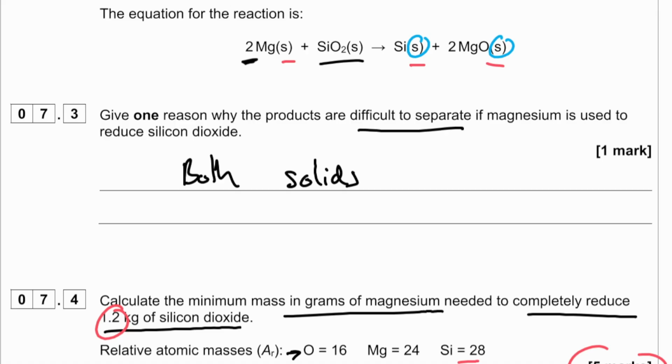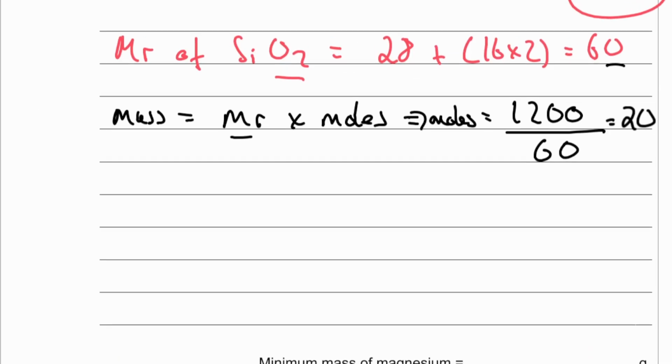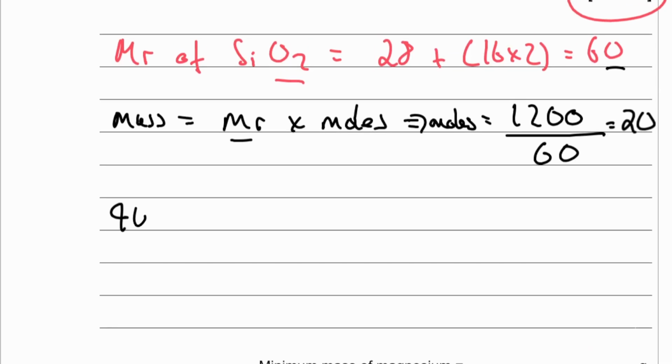So it's a 2-to-1 ratio. So if you have 20 moles of silicon dioxide, that means we need 40 moles of magnesium. Okay? So now we know we need 40 moles of magnesium. And we also know the Mr of magnesium because it's given to us as 24. So you can write that over here.